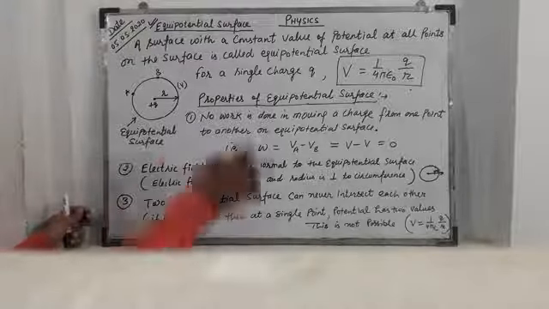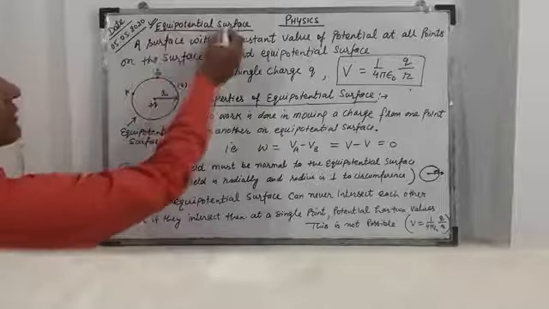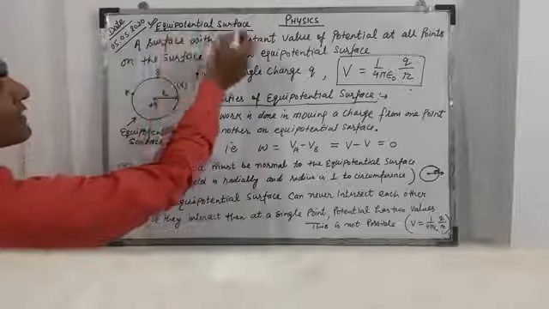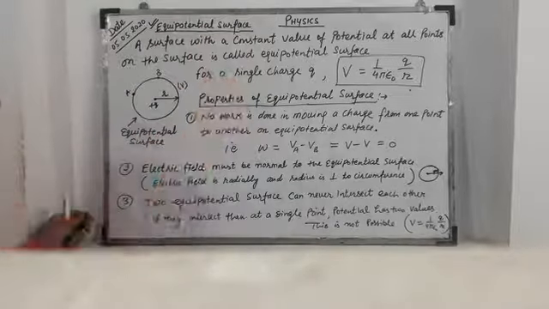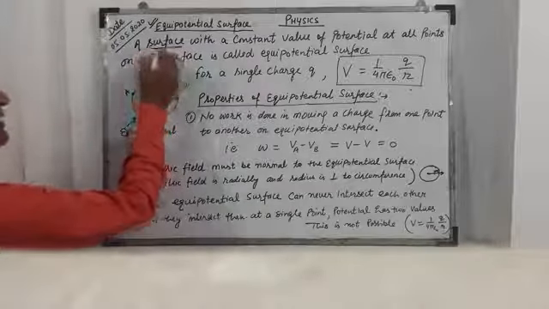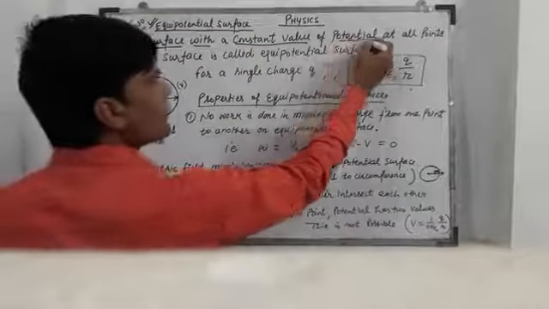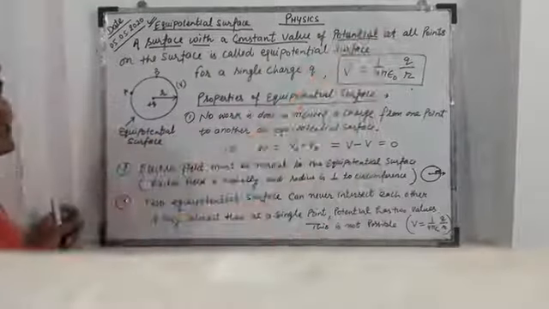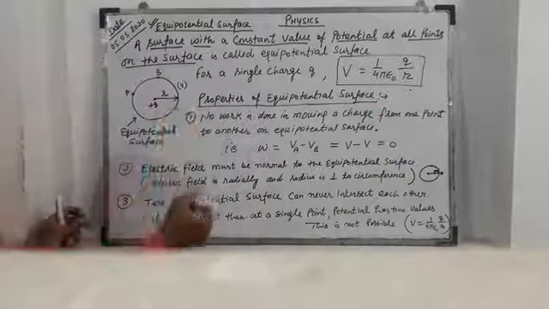What is an equipotential surface? As per the name, equipotential means equal potential. Then equipotential surface means equal potential surface. It is defined as a surface with a constant value of potential at all points on the surface.